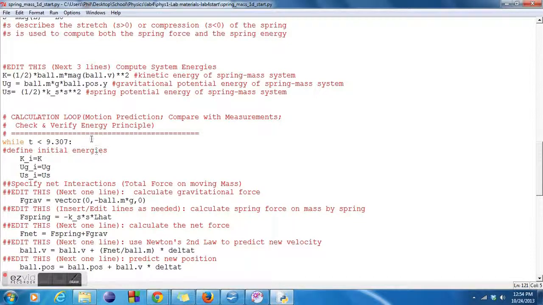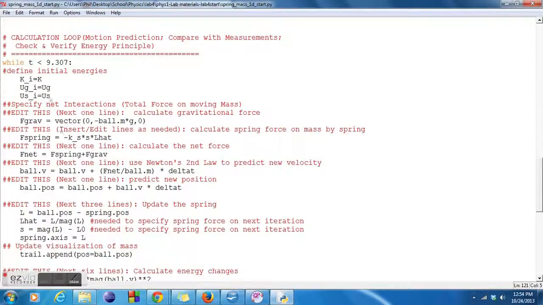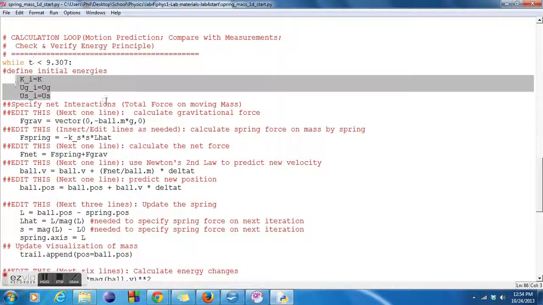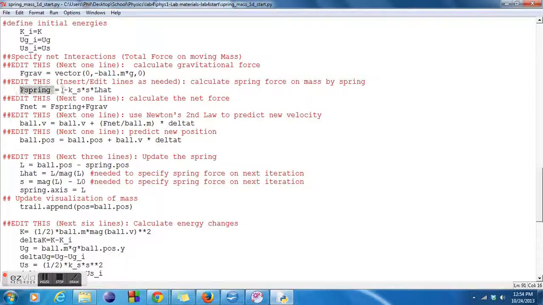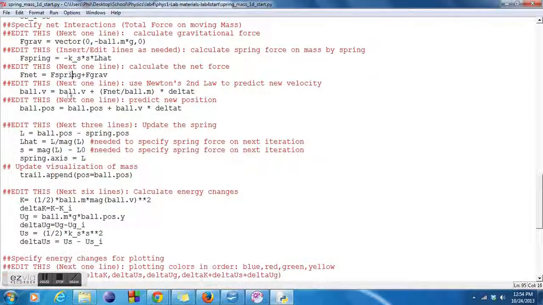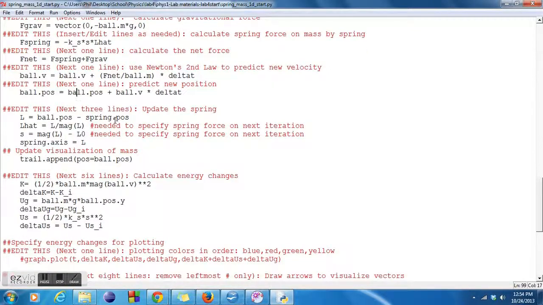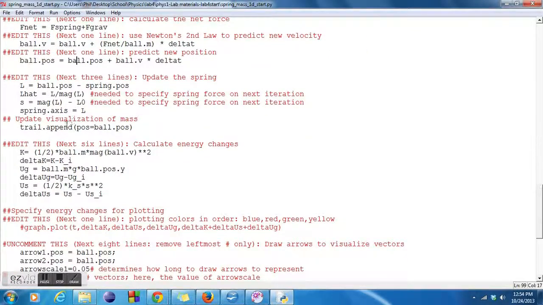Quickly going over the while loop that uses Newton's second law to check and verify the energy principle, we first update our initial energies. We then find the force of gravity, shown here. Then we also find the force of the spring. F net is simply the sum of those two. We then find the ball velocity and ball position using Newton's second law in the form shown earlier.